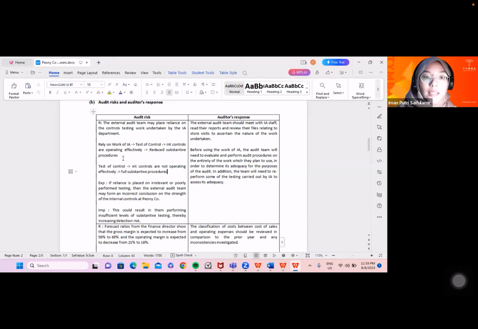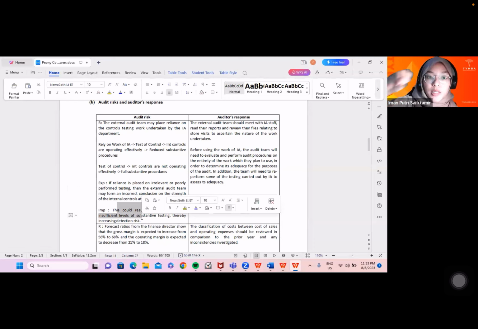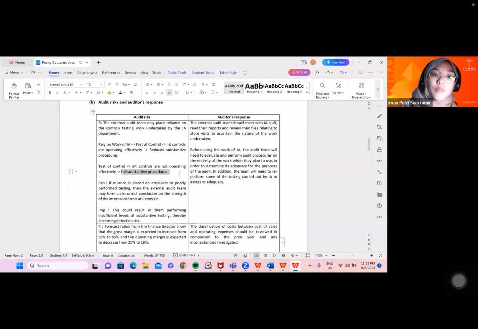If we are placing reliance on irrelevant or poorly performed testing, then we may be forming an incorrect conclusion. We may be relying on internal controls that are deficient and not strong enough. So this could result in them performing reduced substantive procedures instead of full substantive procedures in this case. So there is an increased detection risk.